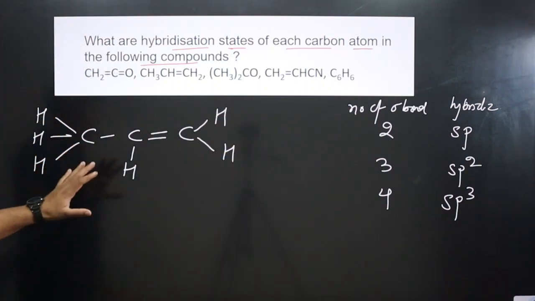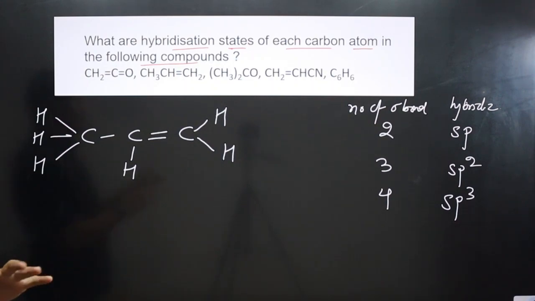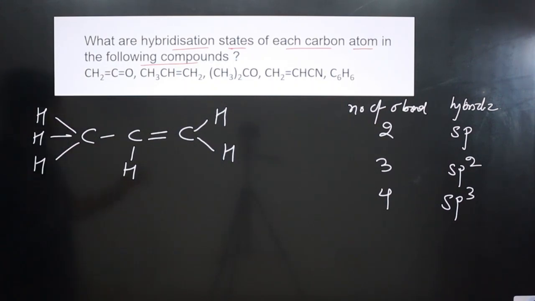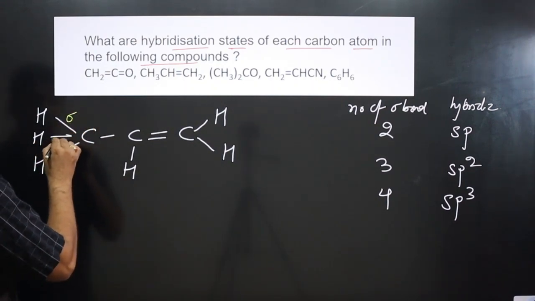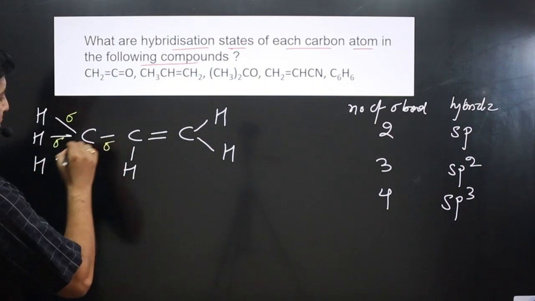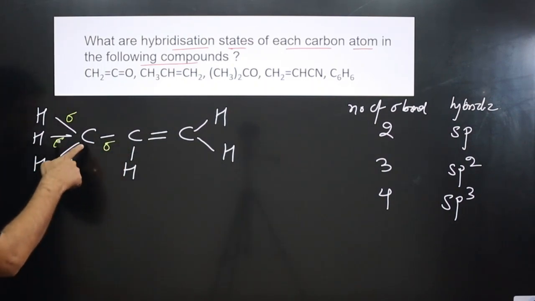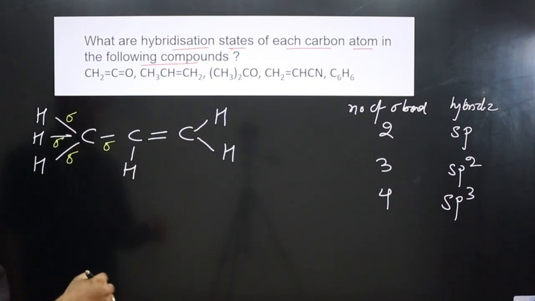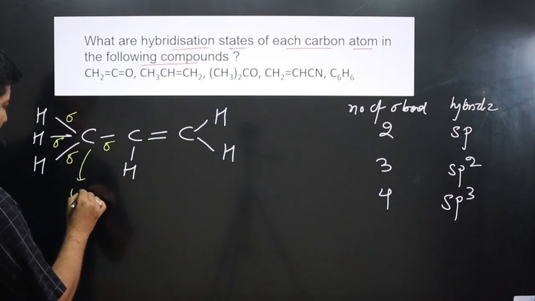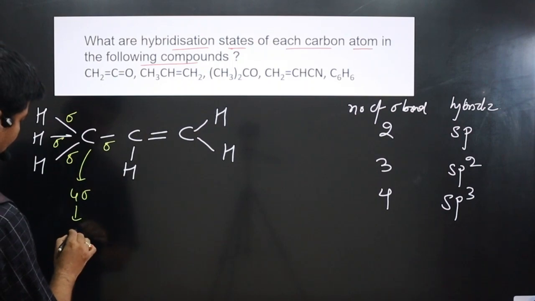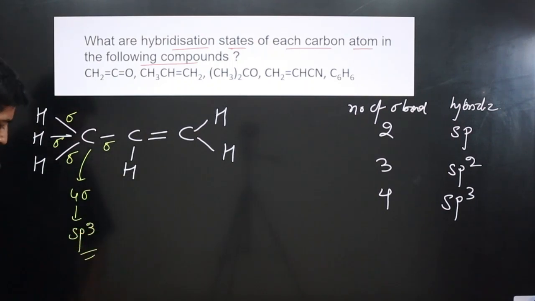By drawing this structure, it will be easier to determine the number of sigma bonds. A single bond is always a sigma bond. You can see this is a sigma bond, sigma bond, sigma bond, and this is also a sigma bond. So now you can see this carbon is forming 4 sigma bonds, and based on this it will be sp3 hybridized.